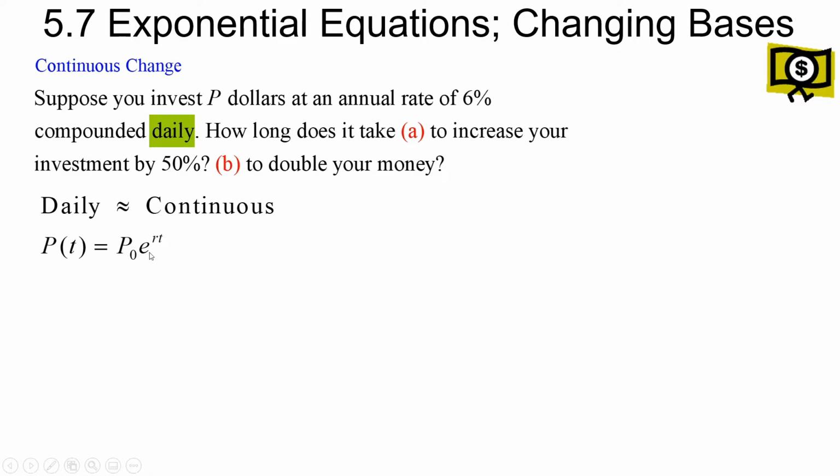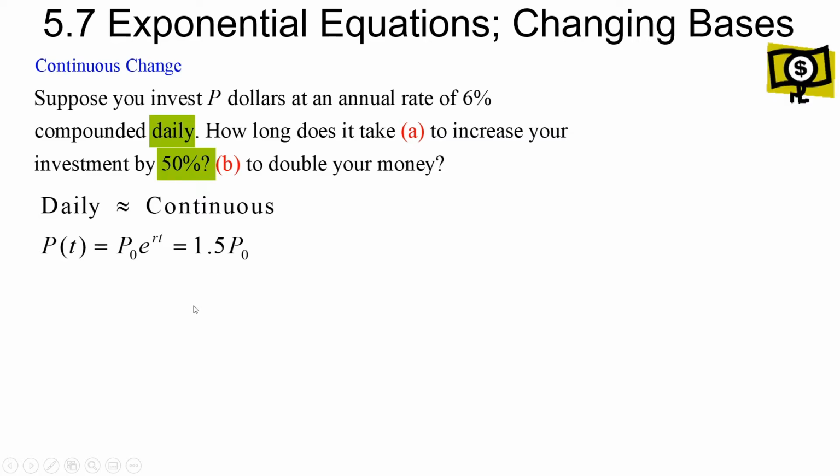Just like that. Okay, so now, how long does it take A to increase your investment by 50%? So let's set up this equation. My investment was P sub 0. And if I want to increase that by 50%, I want to end up with 1.5 times P sub 0. So I want to know when my continuous change model of P sub 0 e to the RT is going to give me 1.5 times P sub 0, or a 50% increase in my investment.